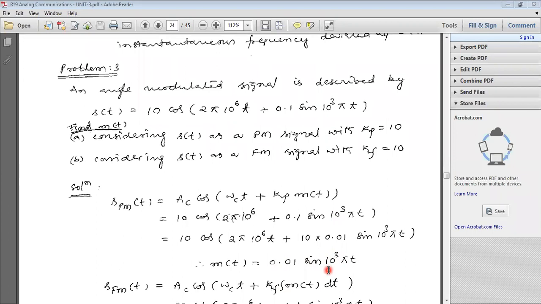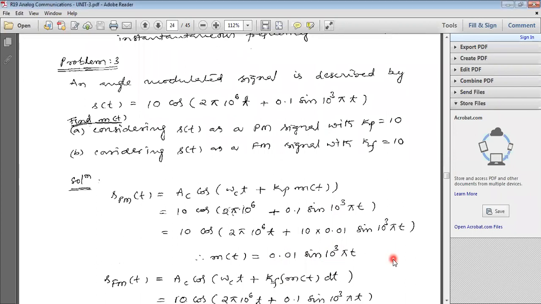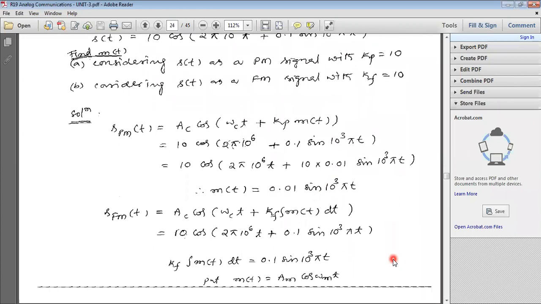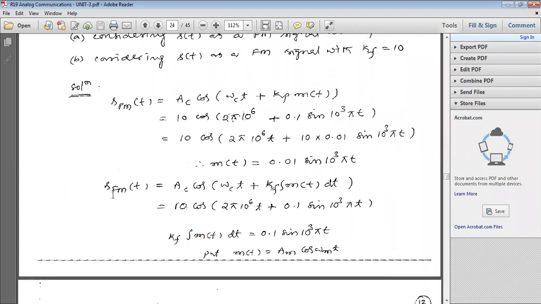Now take the frequency modulated signal. What is the fundamental form for a frequency modulated signal? So s FM of t, that is the frequency modulated signal, is considered as Ac cos omega c t plus kf integral of m of t dt. Already you know this formula. This is the frequency modulated signal in terms of kf.